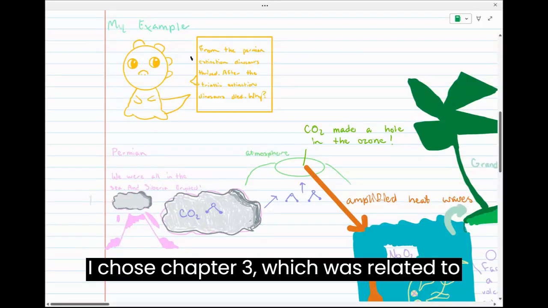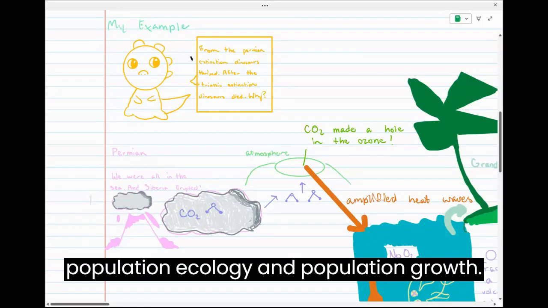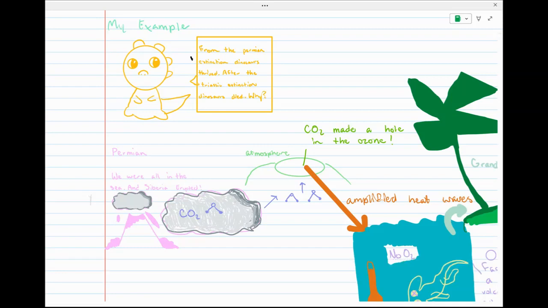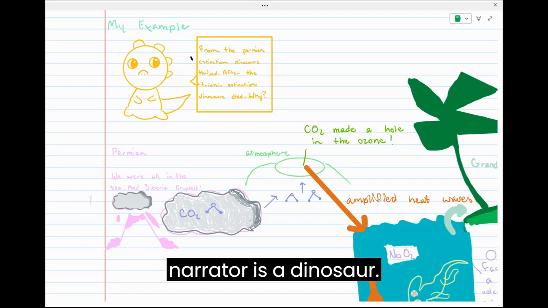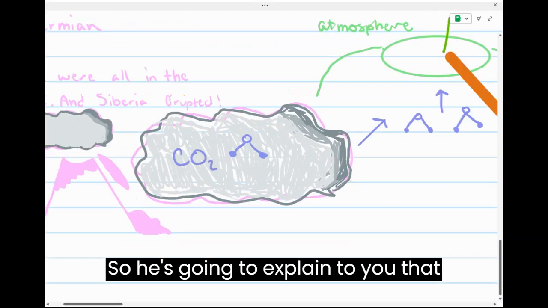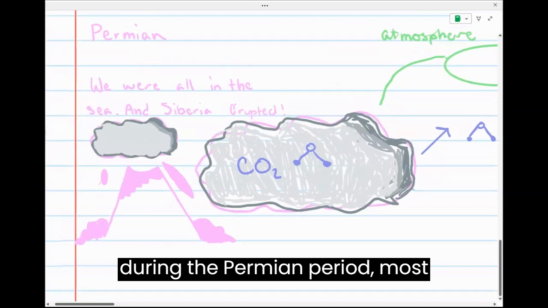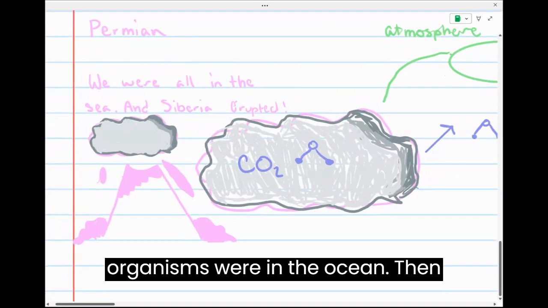I chose chapter 3, which was related to population ecology and population growth. I'm explaining this through the Permian and Triassic extinction, and my narrator is a dinosaur. So he's going to explain to you that during the Permian period, most organisms were in the ocean.